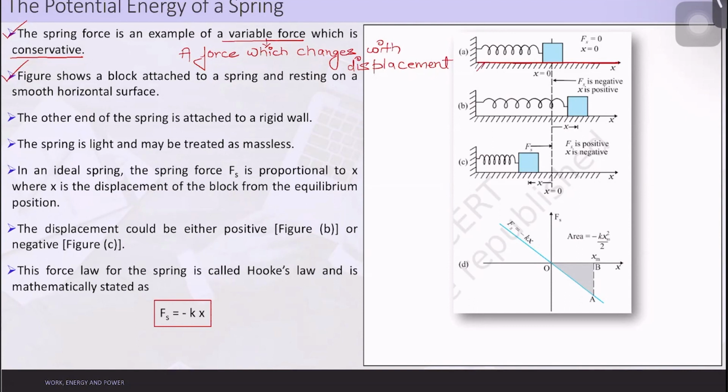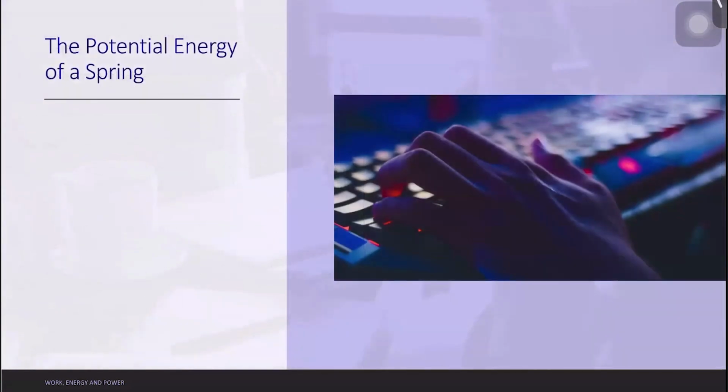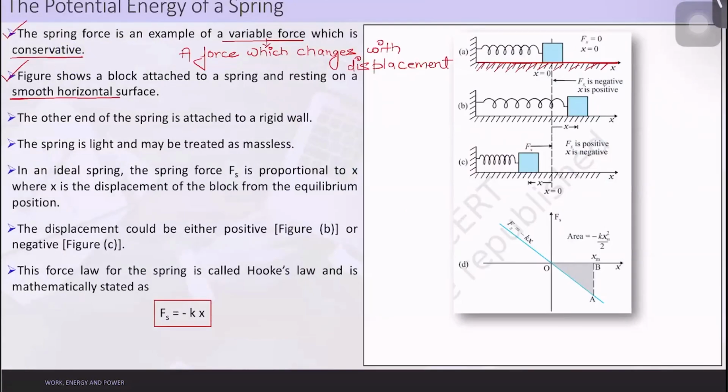So what is the meaning of resting on a smooth horizontal surface? It simply means that there is no frictional force acting. I'm just writing it also. Resting on a smooth surface basically means that no frictional force is acting. Moving on, the other end of the spring is attached to a rigid wall. So the other end is attached here, as you can see. The spring is light and may be treated as massless. So what is the meaning of this light? Basically, the mass of the spring can be assumed to be 0.